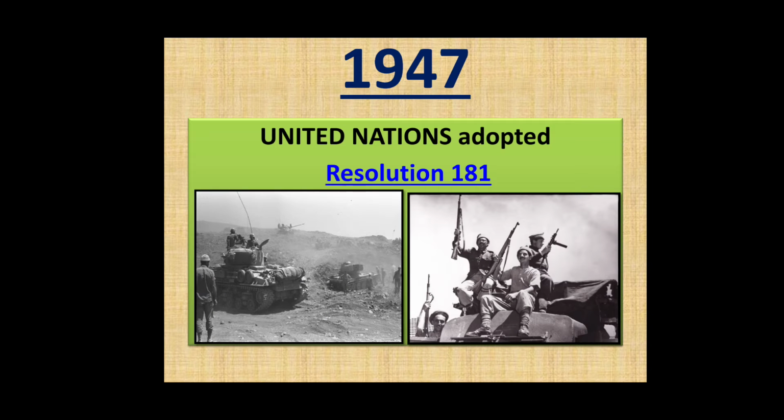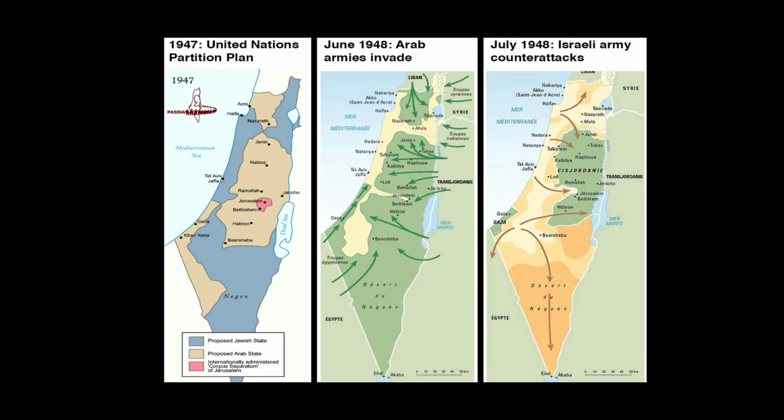In 1947, the United Nations adopted Resolution 181, known as the Partition Plan, which sought to divide the British Mandate of Palestine into Arab and Jewish states. For more information, you can refer to this map.